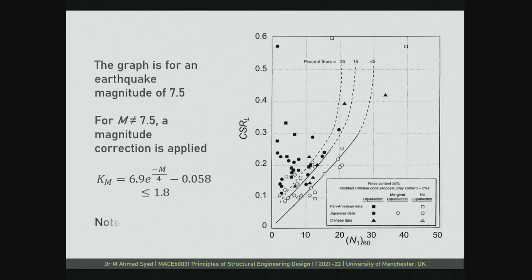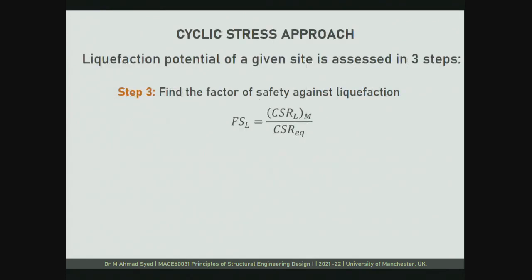Okay, so for M equal to 7.5, Km is 1, and the CSRL for the given magnitude, the cyclic stress ratio required to cause liquefaction, is what is written in the first bracket. CSRL for a given magnitude is equal to the value that you read from this graph, which is only for 7.5 magnitude, multiplied with Km if the magnitude is different than 7.5. So these are the two steps. Then the third step is you take the ratio of these two quantities, whatever you have calculated.